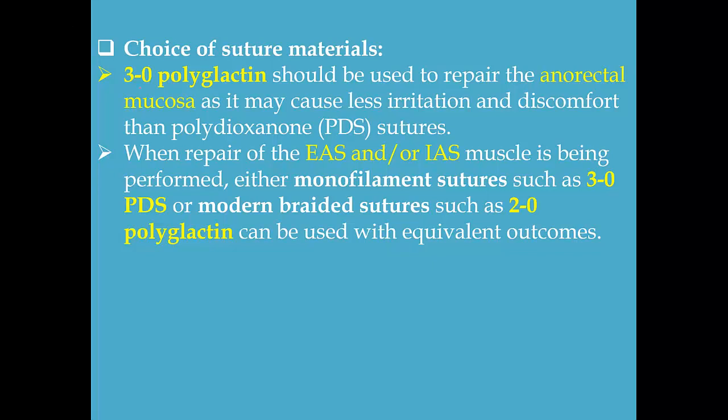So for rectal, as we said before, it is 3-0 polyglactin, and for the external anal sphincter and internal anal sphincter you can use 3-0 PDS or 2-0 polyglactin. So you can use polyglactin for both, but for rectal it's 3-0, and for internal and external anal sphincter 2-0, and you can also use 3-0 PDS for the external and internal anal sphincter.